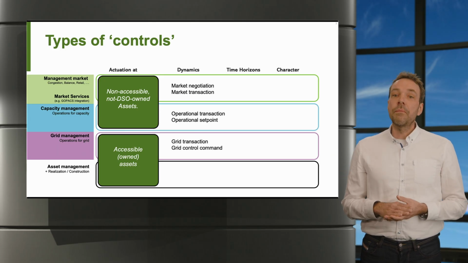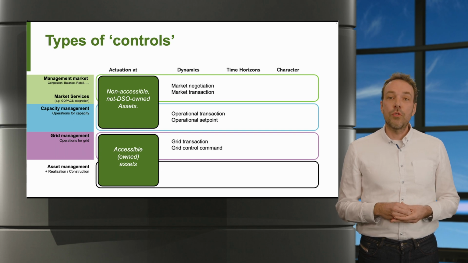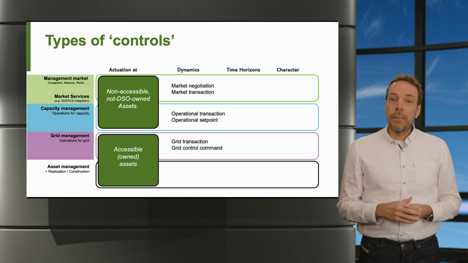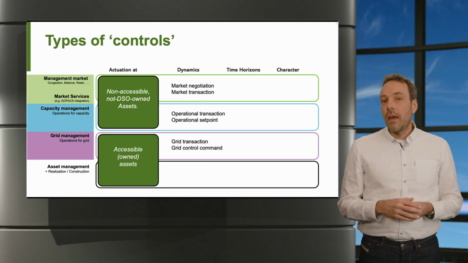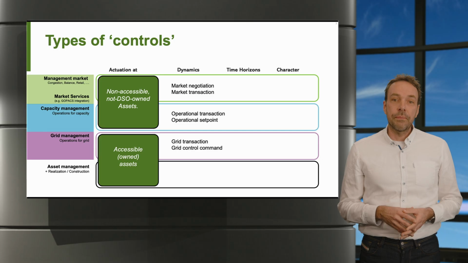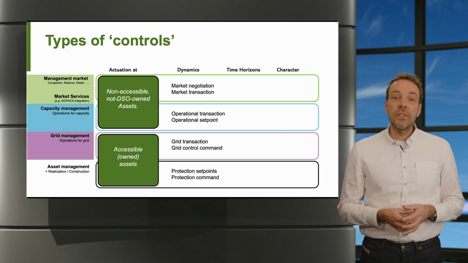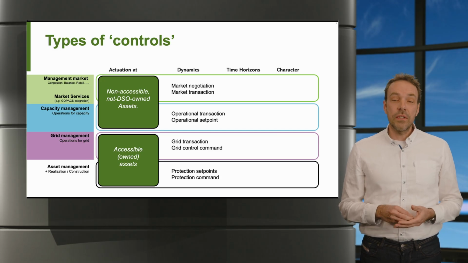In grid management, we control the grid directly, for example, switching possibilities in the network. Here the commands are executed on our own infrastructure. And at the asset level, protection and voltage control act automatically. Set points immediately lead to actions in real time.